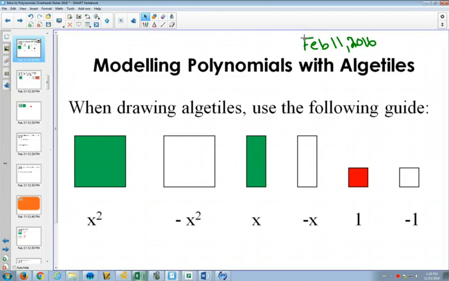It's just your textbook uses red and green. I don't know why it uses different colors. But when you draw it, you just shade it in. So I use the same color code that your textbook uses so that you can figure it out that way.